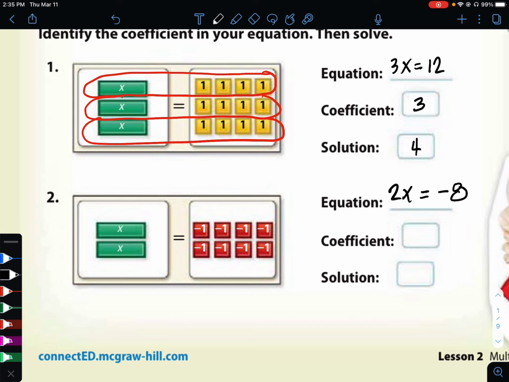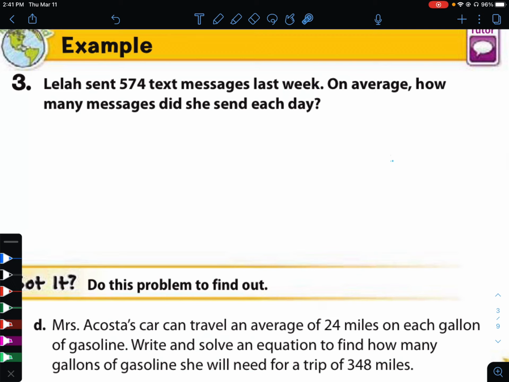Let's take a look at example number 3. Leela sent 574 text messages last week. On average, how many messages did she send each day? So again, what do we know? She sent 574 text messages last week, and it's asking us, on average, how many messages did she send each day?